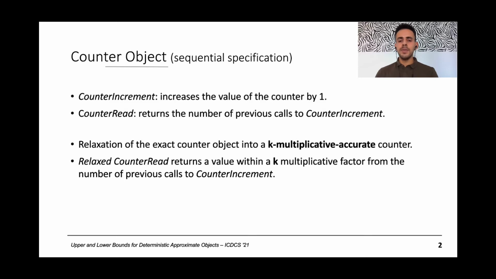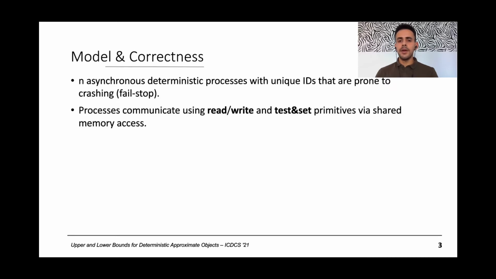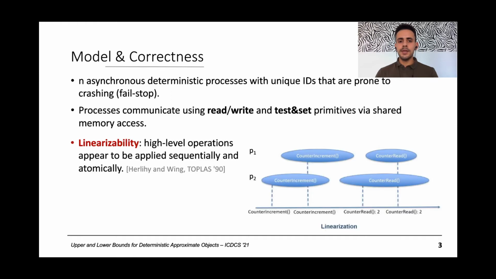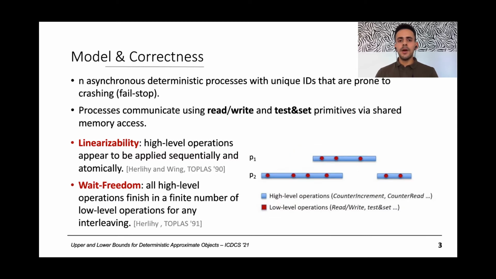So we are looking to implement the K-multiplicative-accurate counter in a shared memory model with n asynchronous deterministic processes that are prone to crashing and that communicate with each other using read, write, and test-and-set primitives. The correctness condition considered is linearizability, which basically ensures that any concurrent execution of high-level operations, which in the case of a counter are counter increment and counter read, is equivalent to a sequential execution where all the high-level operations appear to take effect instantly and behave according to the sequential specification of the object.